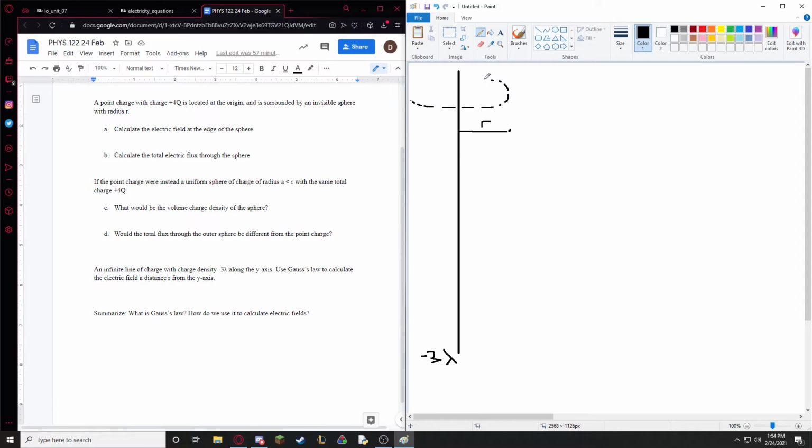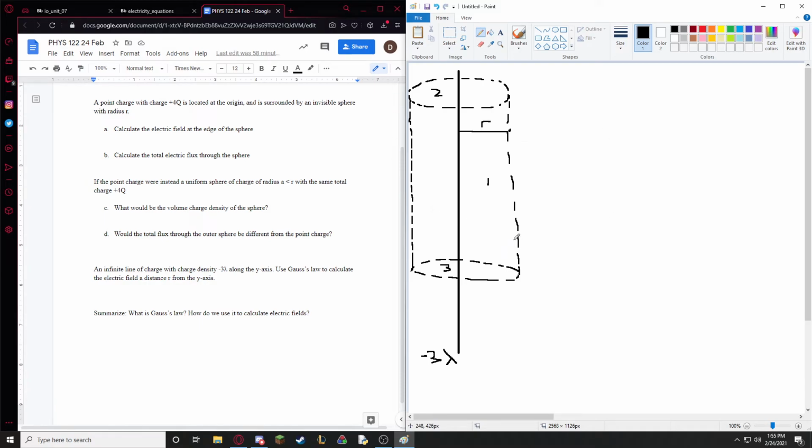Let me go ahead and draw it. We want our cylinder to be parallel to the line of charge, so that the line of charge goes straight through the center of our cylinder. And so we have 3 parts of our cylinder. We have the side where it wraps around, part 1, then the top as part 2, and the bottom as part 3.